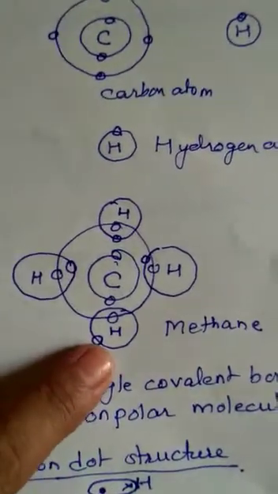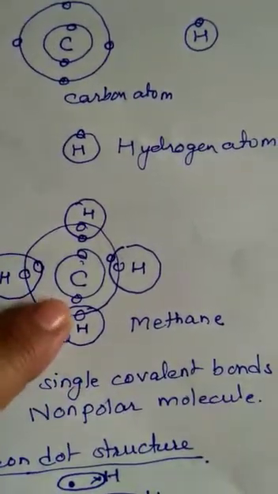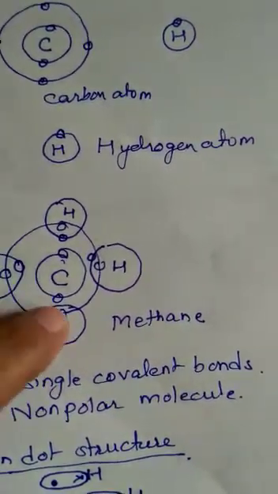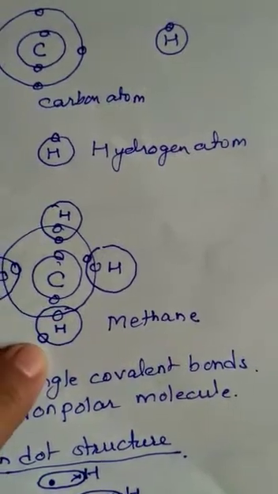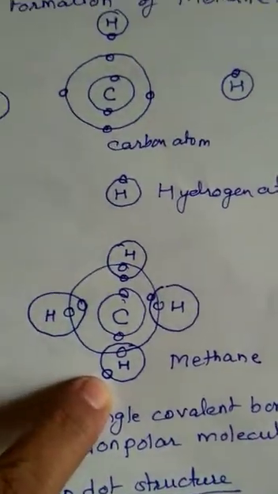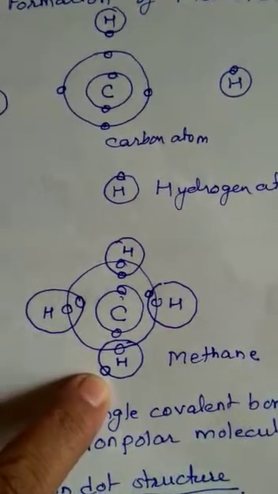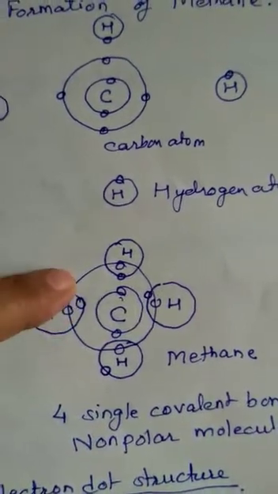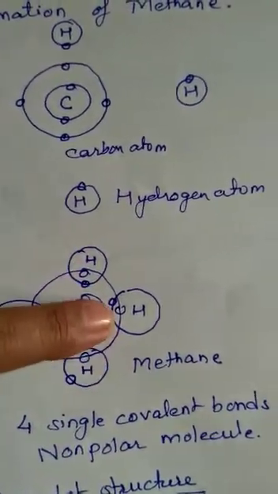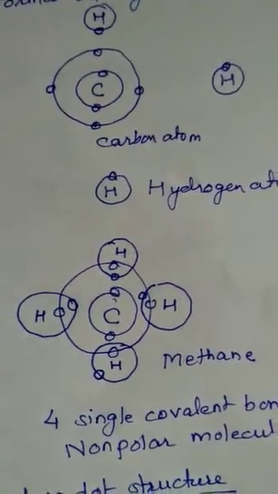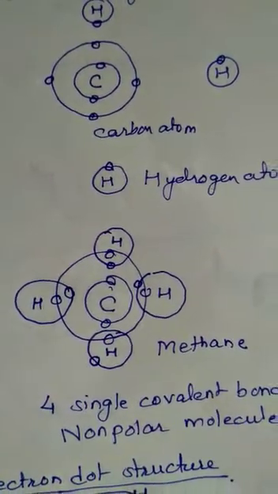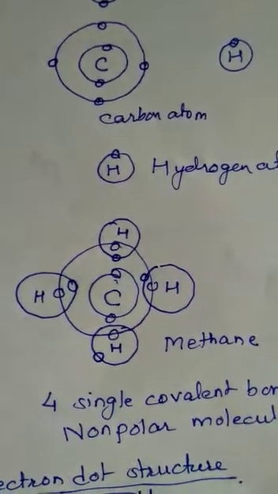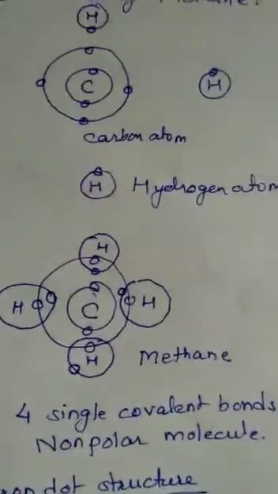And each hydrogen, if we see, has 1 electron of its own and 1 electron which is shared by the carbon atom. So it also gets 2 electrons in its valence shell, the only shell it has, and it acquires the electronic configuration like that of helium. Each hydrogen we can see has 2 electrons in its valence shell. So each hydrogen also is satisfied, and the carbon atom also is satisfied with 8 electrons in its valence shell. This way the formation of the methane molecule takes place.